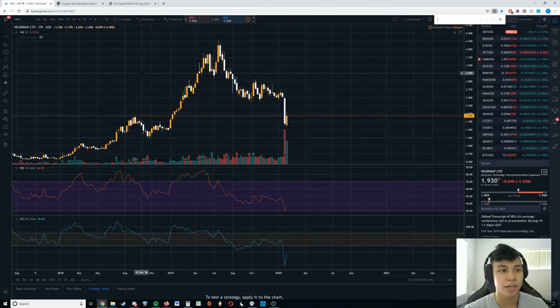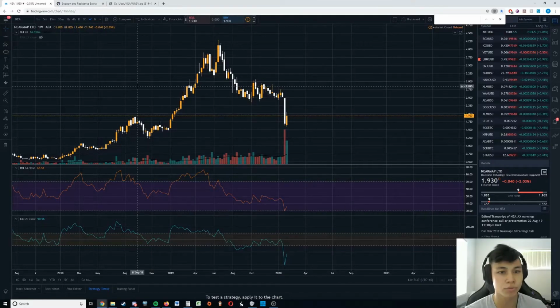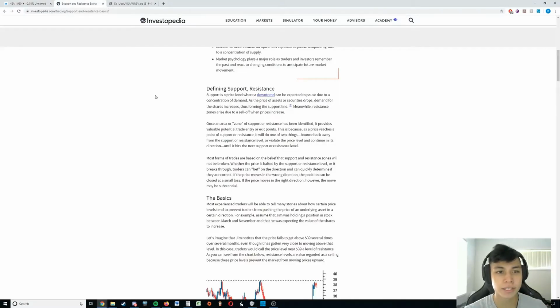So here we have the chart of NEA, Nearmap Ltd. And on Friday, the 7th of February, it closed at the price of $1.93. Before I get into technical analysis, I just want to run through some basic fundamental terminology: supports and resistance lines. A definition from Investopedia on support and resistance.